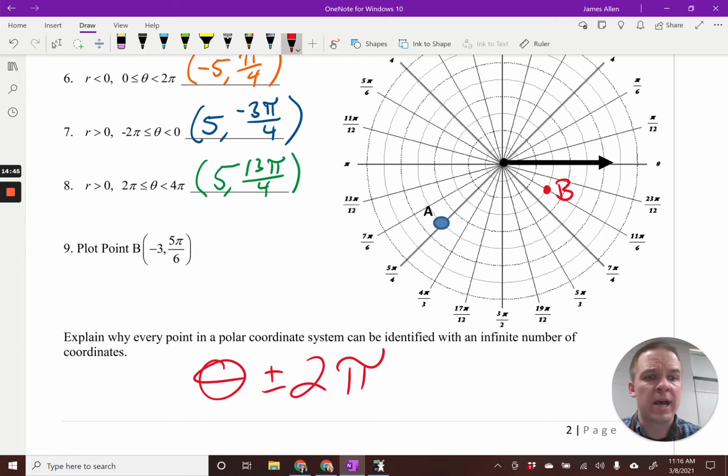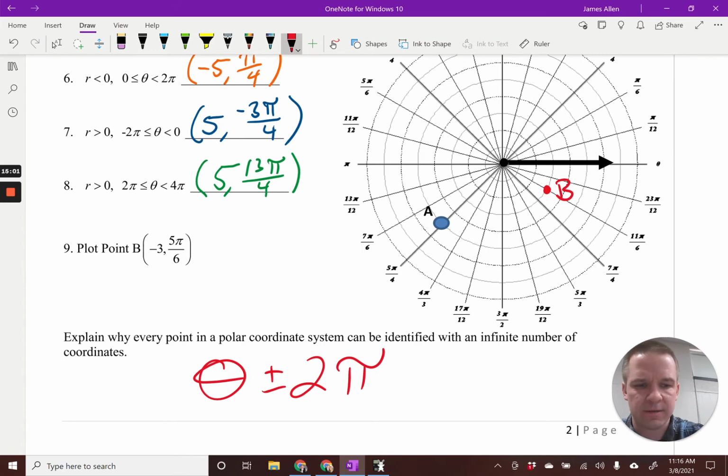Just like when we ask for a coterminal angle of this one, we always give you bounds because there's an infinite number of coterminal angles. So in that same regard here, there's an infinite number of ways we can name a point or give the coordinates of a point because of those coterminal angles.